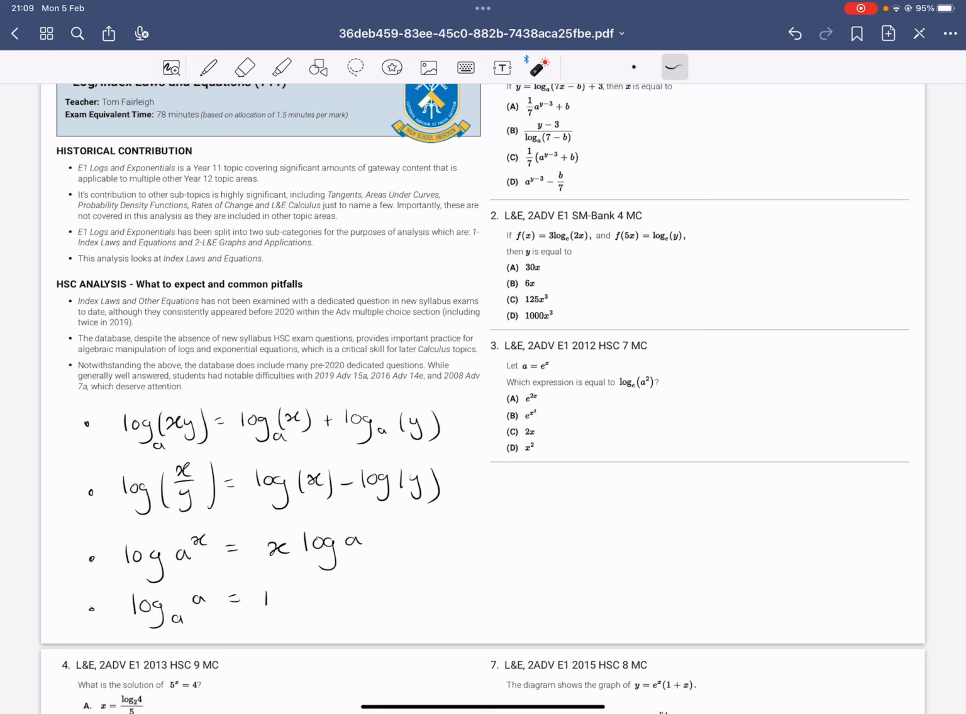Our power rule states that if I have a power that my logarithm is subject of, I can bring the power down. So log of a to the power of x is equal to x log a. And finally, and there are more logarithm rules than this, but these are the 4 most important ones. Log base a of a is equal to 1.